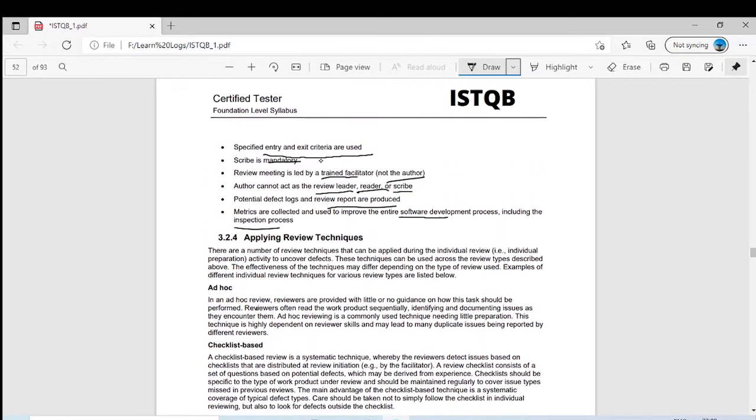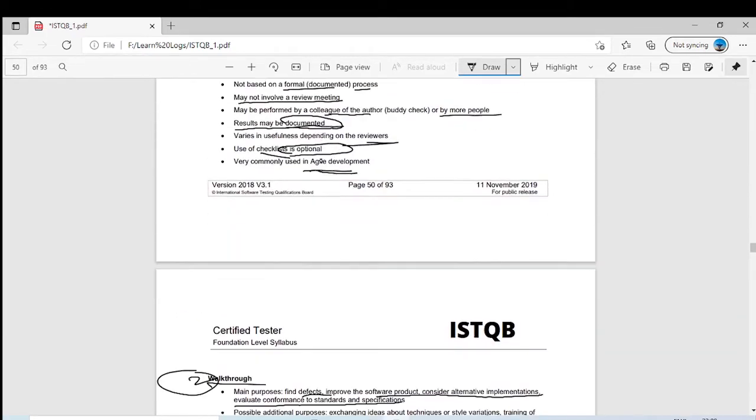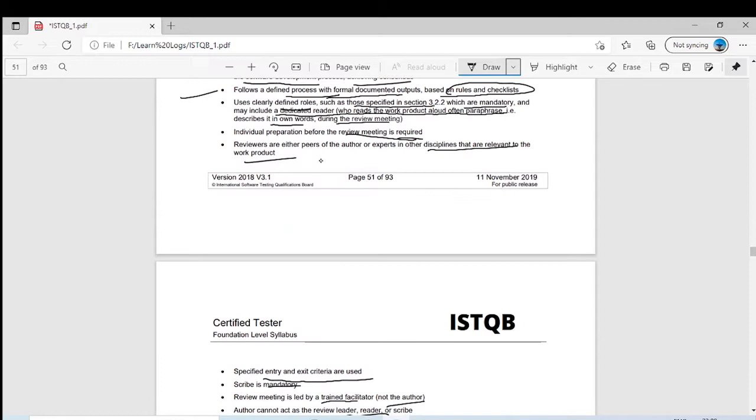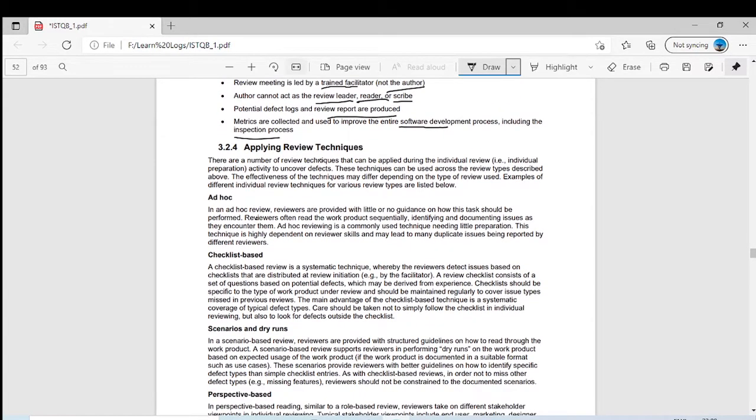As you know, in the last video we covered different types of reviews, starting from the informal review till the most formal one in this foundation level syllabus, which was inspection. Now in this video we will try to cover the different review techniques that are being used, and then the last topic will be the success factors, the main keys for the reviews.